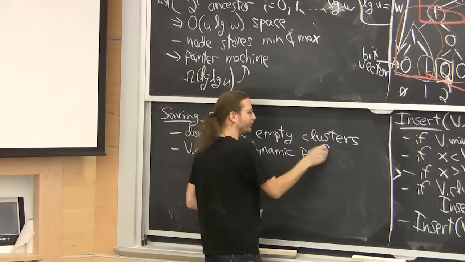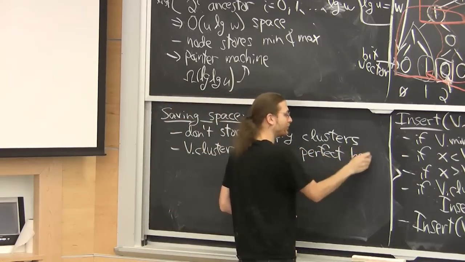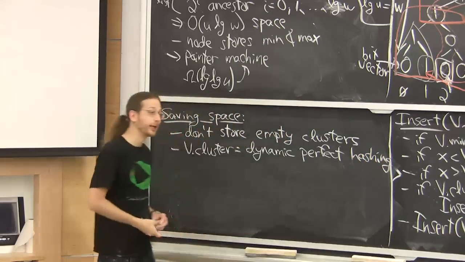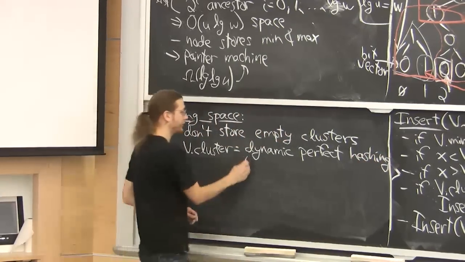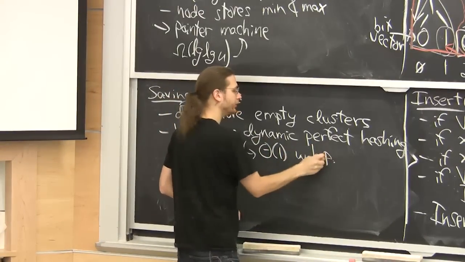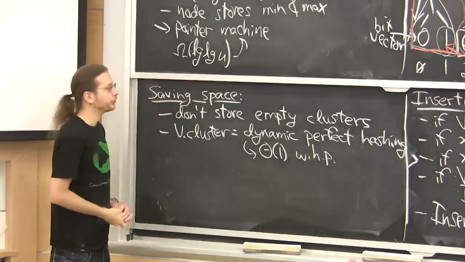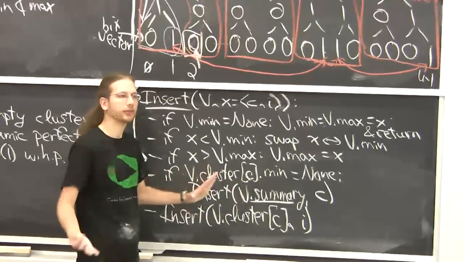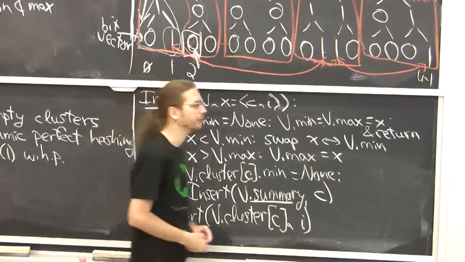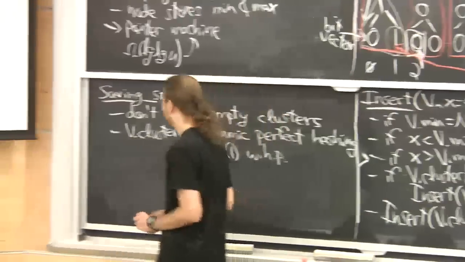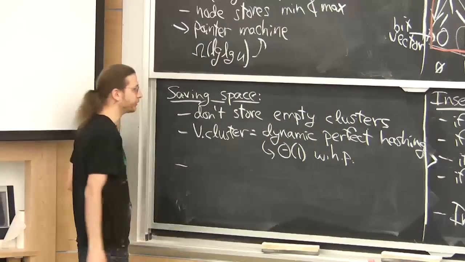And I'm going to use the version which I did not present. The version I presented, which is universal hashing, was order 1 expected, but I said that it can be constant with high probability per operation. It's a little bit stronger. So now everything's fine. If I index v.cluster[c], that's still constant time with high probability. And I claim this structure is now order n space. Why is it order n space?